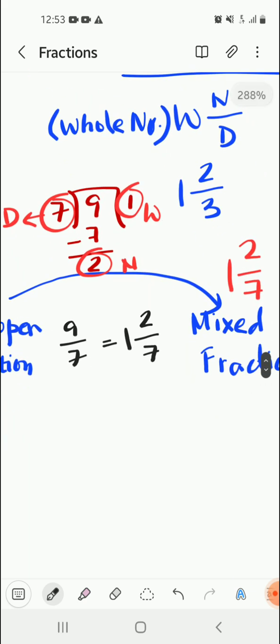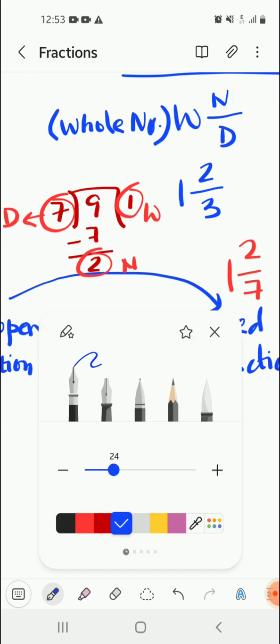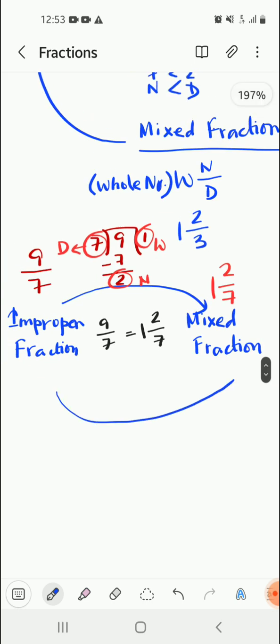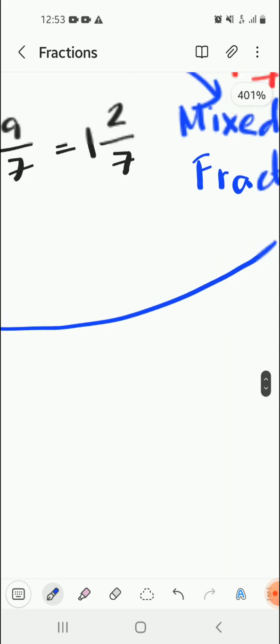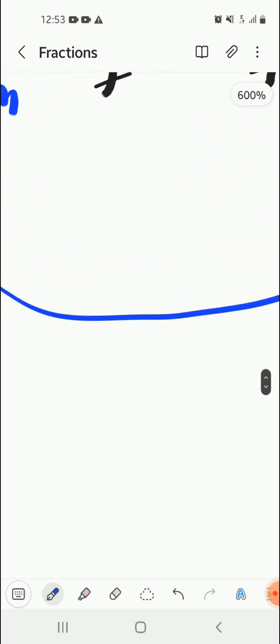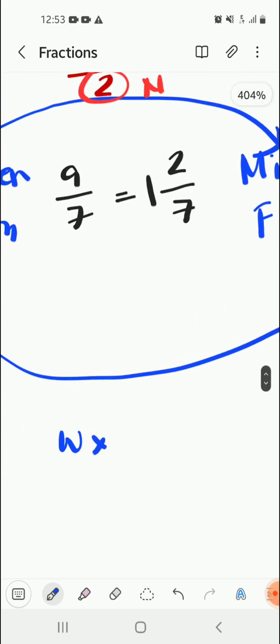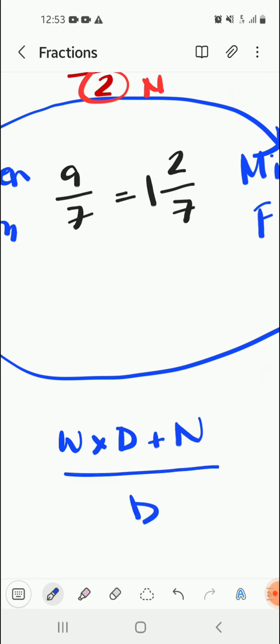Now similarly, we can convert the mixed fraction into an improper fraction as well. The process to it is, actually, we are going to use a simple formula. The formula is whole number into denominator plus numerator, by denominator.